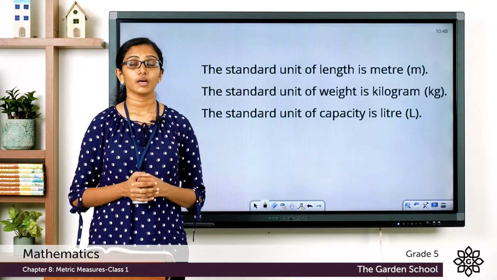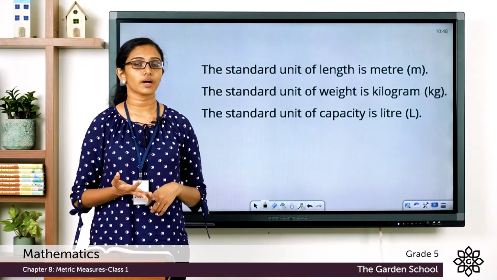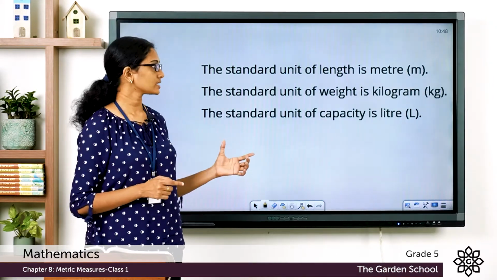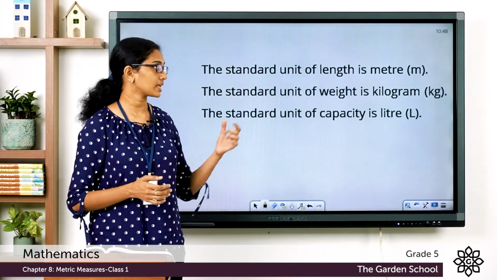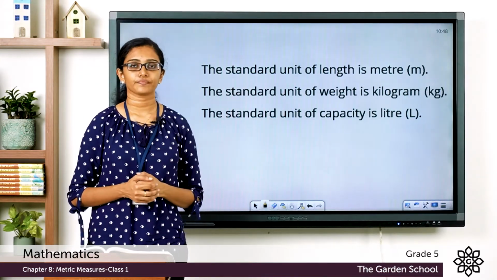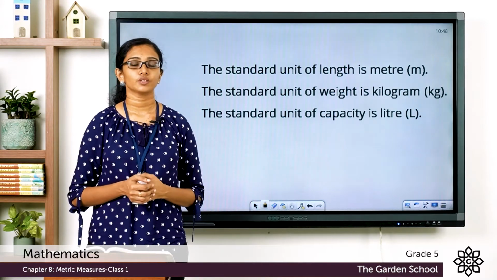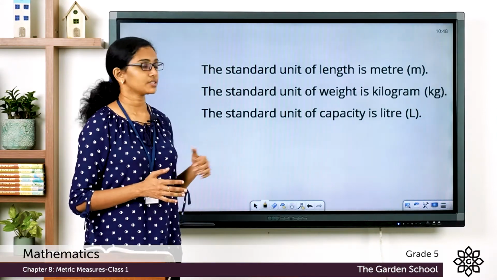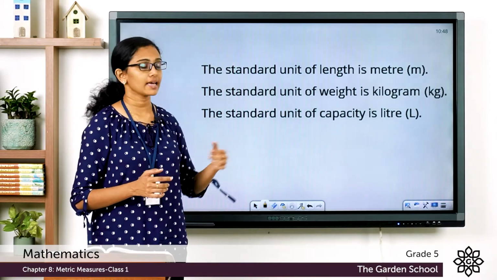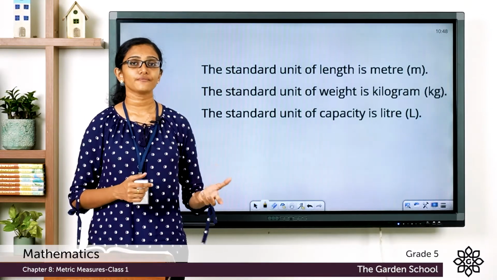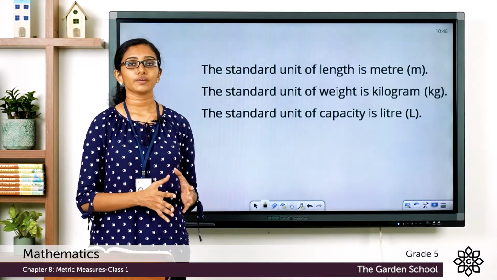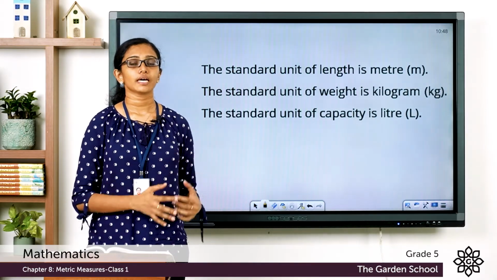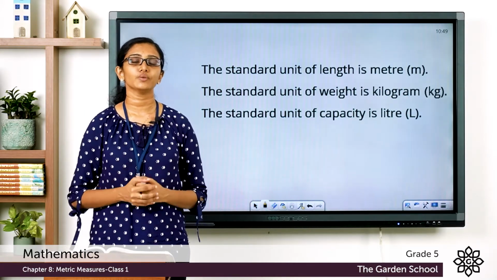Now what about weight? Weight is usually measured in units such as the grams, milligrams, kilograms, and so on. But the standard unit of weight is kilogram, which is represented with the small letters k and g. And how do you measure capacity? You may use milliliter and liter, and the standard unit is liter, which is represented with capital letter L. These standard units have been defined and regulated according to various scientific and commercial purposes. So in this chapter, we are going to learn about these measurements and the different units of measurements.